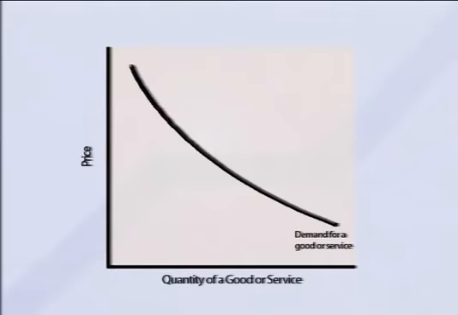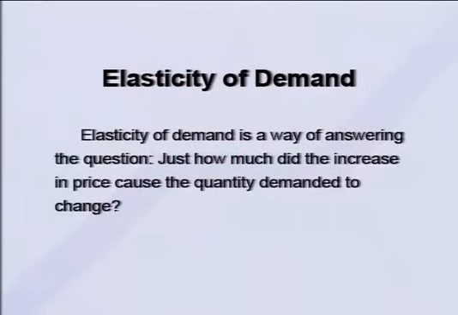Now, when we talked about how economists see demand back in Lecture 3, we explained that demand was a relationship between price and quantity. The relationship was, as price went up, the quantity demanded went down. The reasons were, if you recall, individuals would buy less when the price was higher. They would substitute toward other goods where possible. But elasticity of demand is a way of answering the question, well, just how much did the increase in price cause the quantity demanded to change?